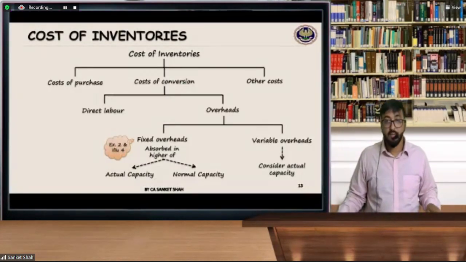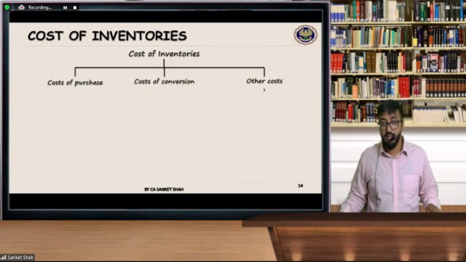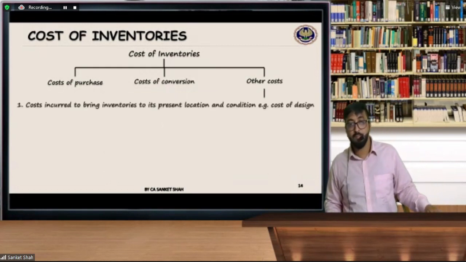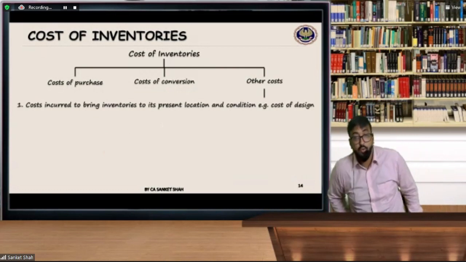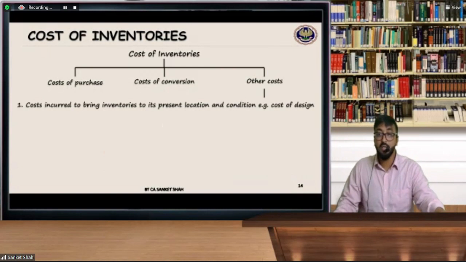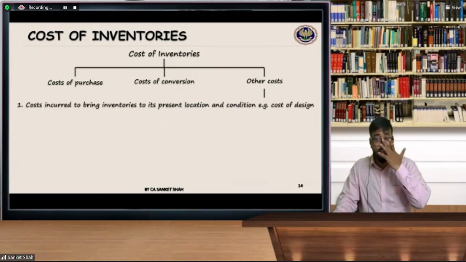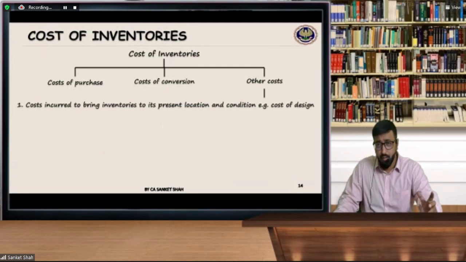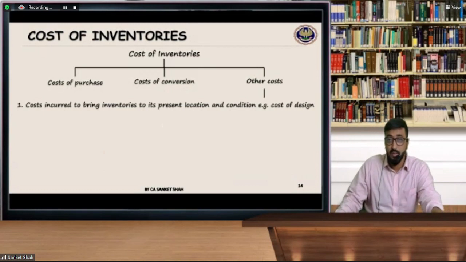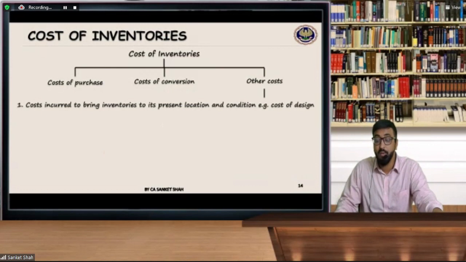Overheads. So fixed overhead and variable overhead we have finished with. Now last part is other cost. Now other cost is very, very important, friends. Other cost means what we are going to consider over here. Cost incurred to bring the inventory to its present location. So if any cost of design, or freight, you can add it in this. So any inventory cost that is important to bring the inventory to its present location is called other cost.